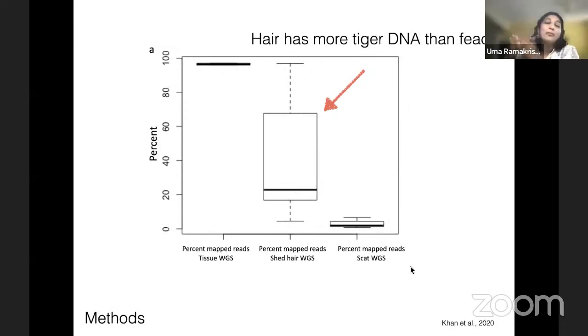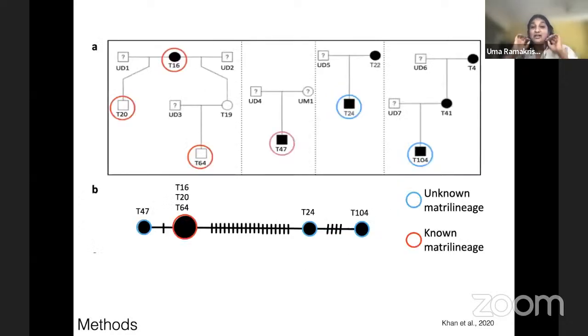Fecal samples have so much other DNA, right? Like fungal DNA, bacterial DNA, prey DNA, and so on. And the proportion of tiger DNA is very, very small. So in that sense, these shed hair samples are a good way to potentially identify or get genomes from individuals.